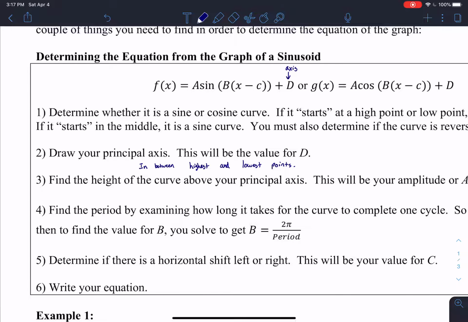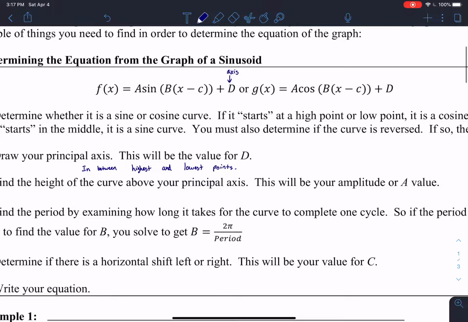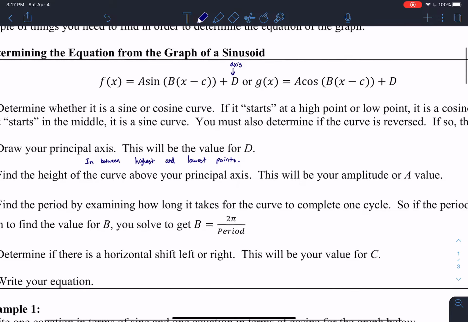Then for number 3, figure out the height of the curve above your principal axis. So how many points does it go above where the axis is? This is going to be your amplitude and also your A value.